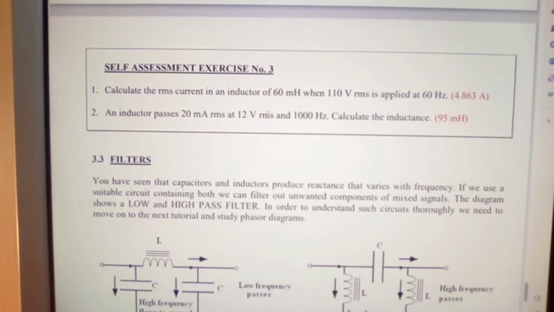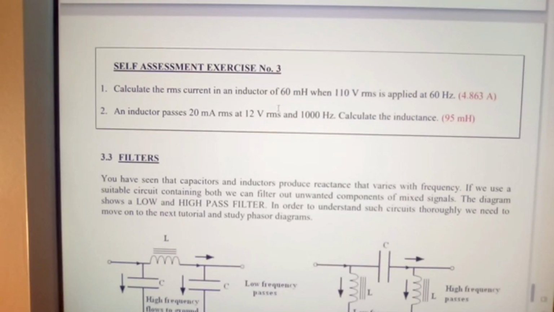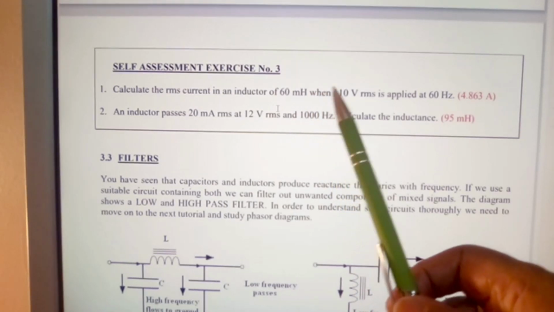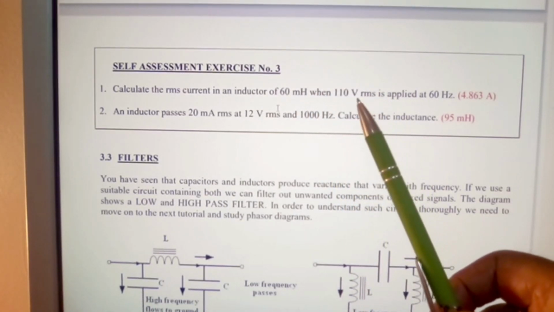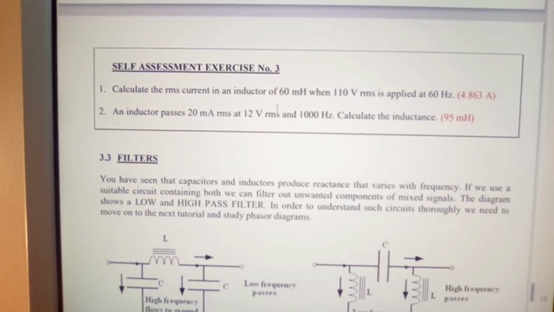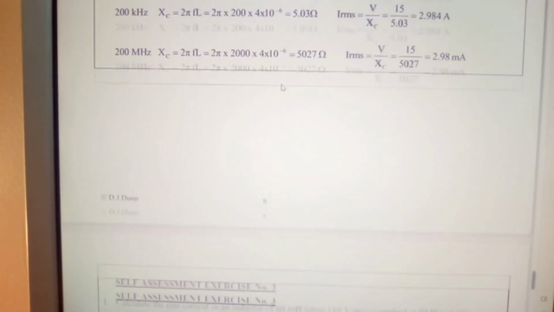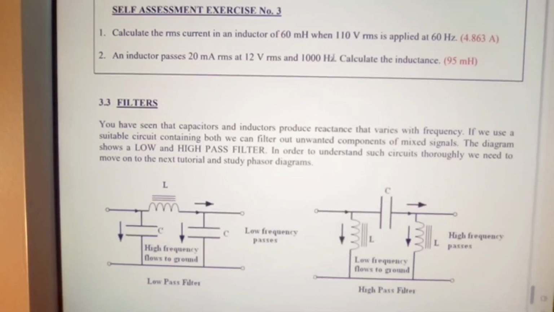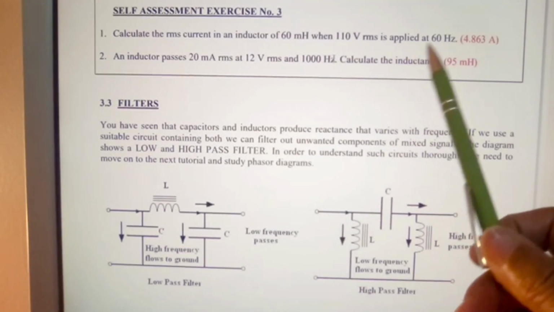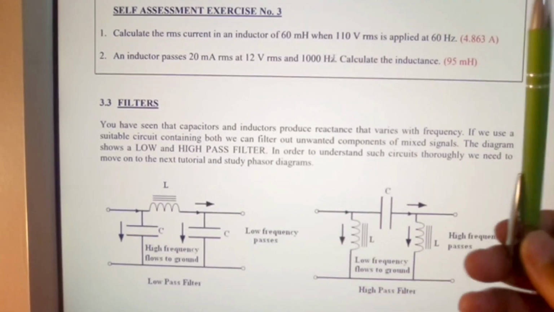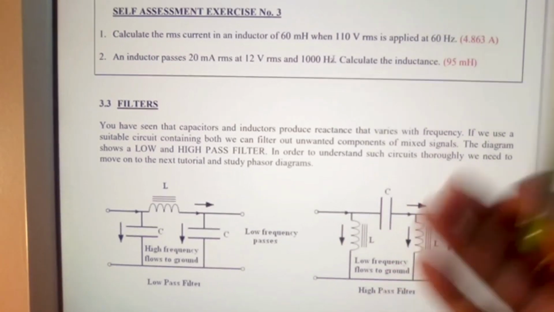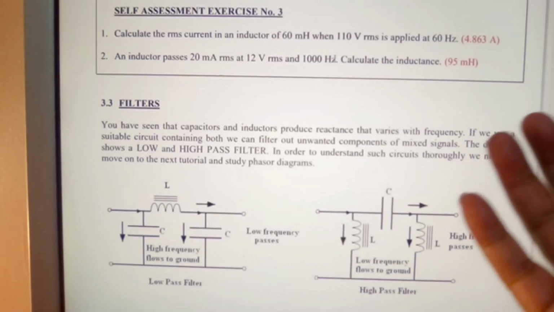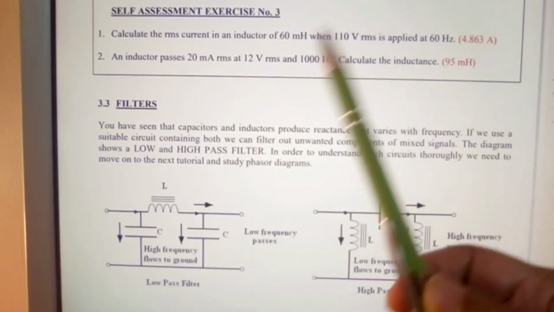Right here we have a self-assessment. Calculate the RMS current in an inductor of 60 millihenries when 110 volts RMS is applied at 60 Hertz. Okay. Now, do not just read the answer off there. Prove that the answer is correct. Don't just take it off the board. It's not your answer. Prove the answer. Make sure you got the same answer.